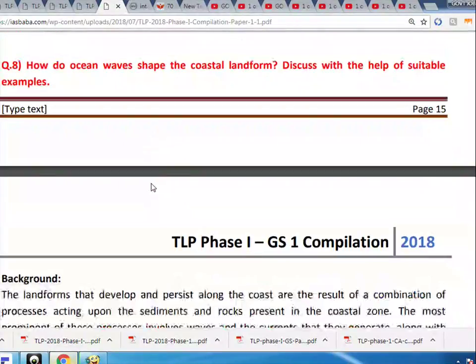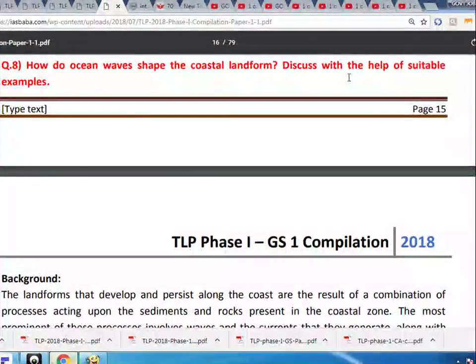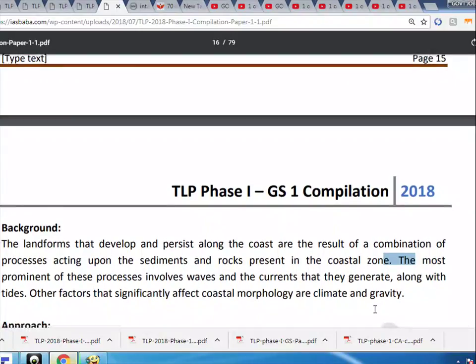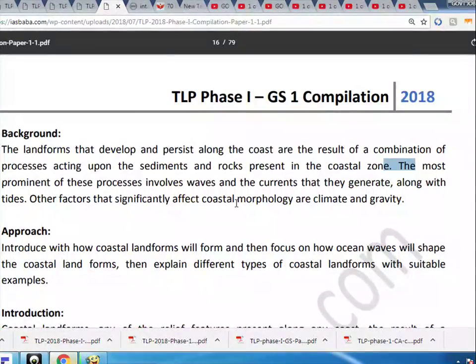The landforms that develop and persist along the coast are the result of a combination of processes acting upon the sediments and rocks present in the coastal zone. The most prominent of these processes involves waves and the currents that they generate, along with tides. Other factors that significantly affect coastal morphology are climate and gravity.